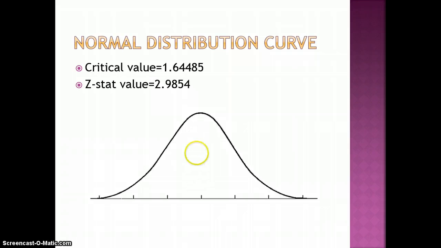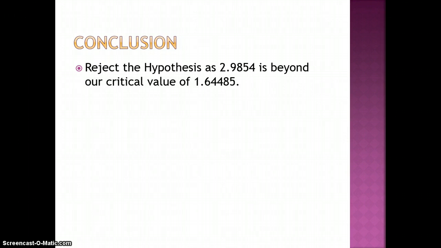As we have our critical value of 1.64485 and our z-stat value of 2.9854, we look to insert these in the distribution curve. The 1.64485 would lie roughly along this line here, and our z-stat value is beyond the scope of this 1.64485. As it is an upper tail test and the 2.9854 is beyond the 1.64485, we reject our hypothesis as it is too far away from the mean.